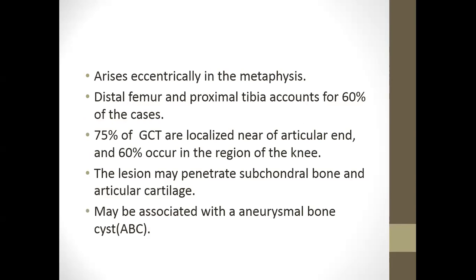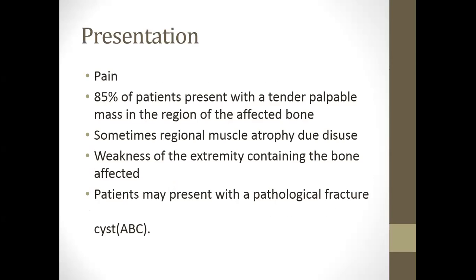Usually it arises in the metaphysis, with the distal femur and proximal tibia accounting for the majority of cases, about 60%. And 75% of giant cell tumors are localized near the articular end. And as we said, 60% are around the knee. Usually it can be subchondral and may invade the articular cartilage. And it's common to see it associated with secondary ABC.